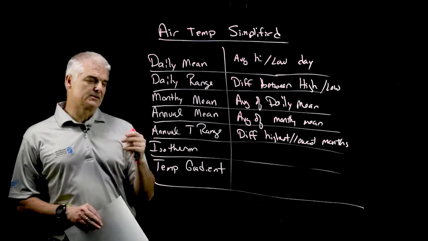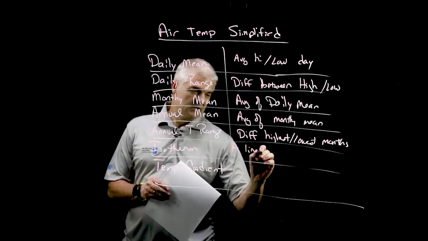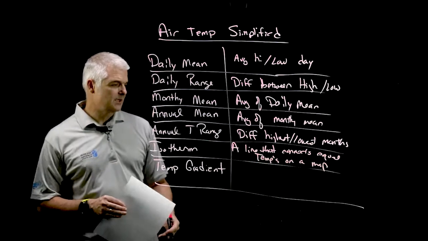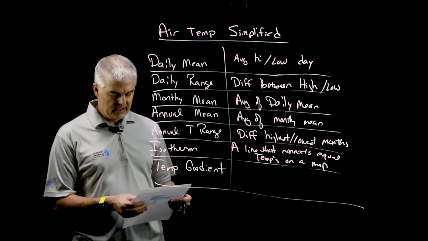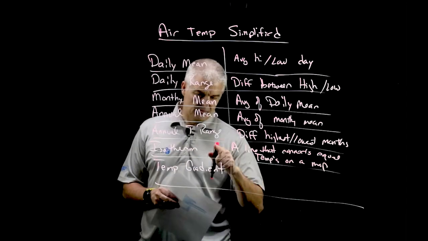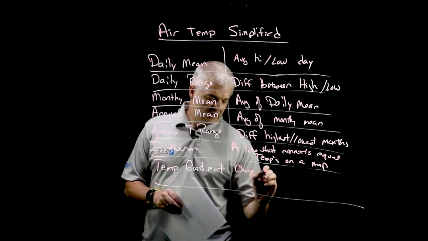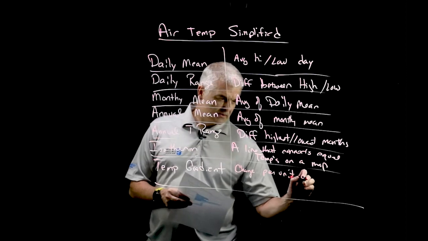An isotherm is something that's done on a graph. So it is a line. We're going to do something with this in a minute. It's a line that connects equal temperatures on a map. I'm going to show you how to make one of these and what they look like here in just a minute. And the temperature gradient, this is an important one that's related to this map. It is the change per unit distance.